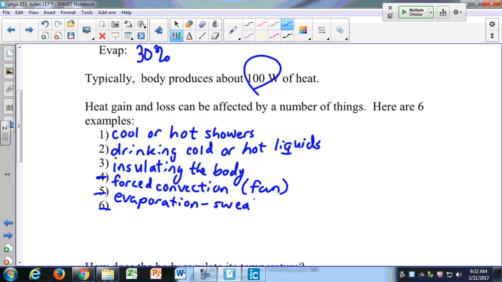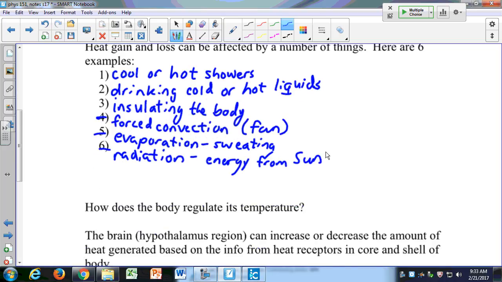We've already talked about that. Or you can buy one of those little misters like they have at the Audubon Zoo. You walk through the mister and it provides a little extra sweat on your body to allow you to cool off. Those are very effective. And then radiation, both your body radiating outward and also energy from the sun. Our bodies can become heated because of infrared radiation from the sun.